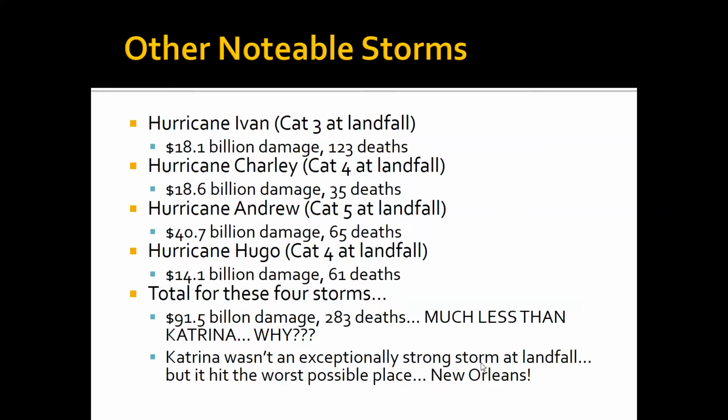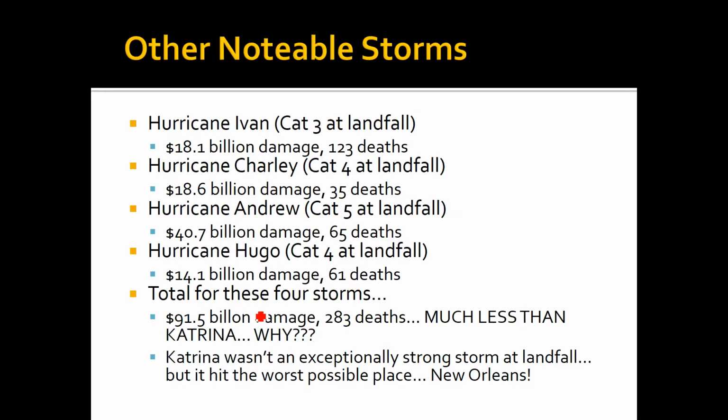Now, that wasn't the only storm that caused a lot of damage. Some other previously notable storms: Hurricane Ivan, Hurricane Charlie, Hurricane Andrew, Hurricane Hugo. These are all historically intense, very damaging storms. And yet, if you combine these storms, all of which had very similar intensities, they still totaled less than Katrina. Well, why was that?